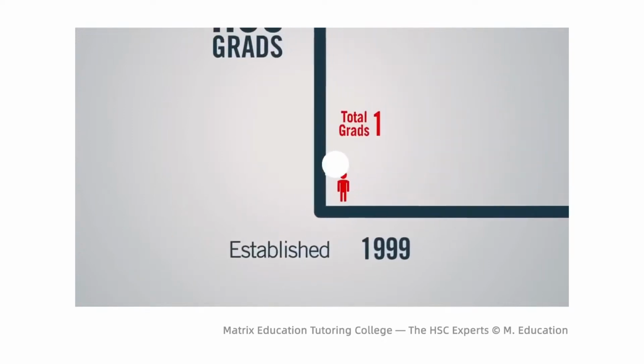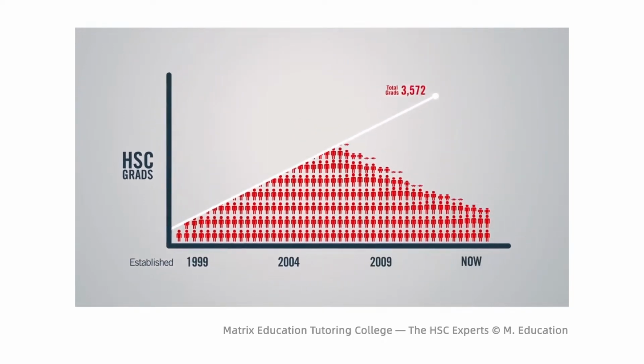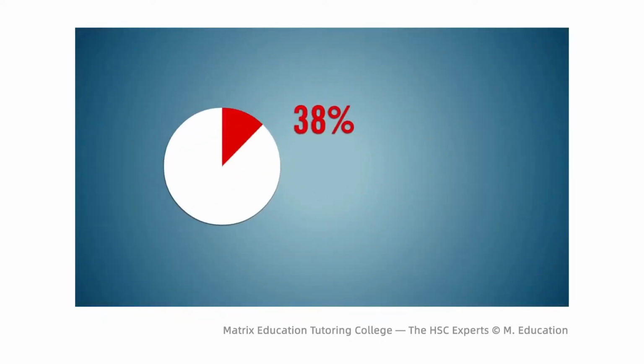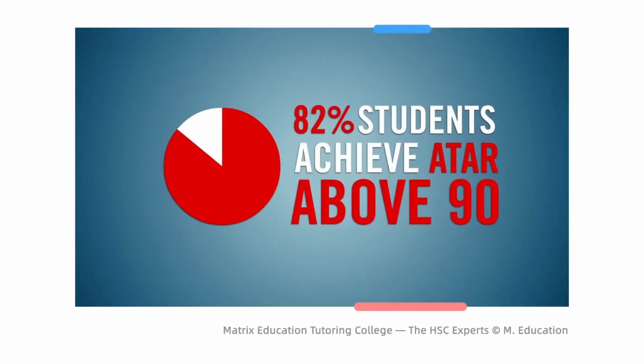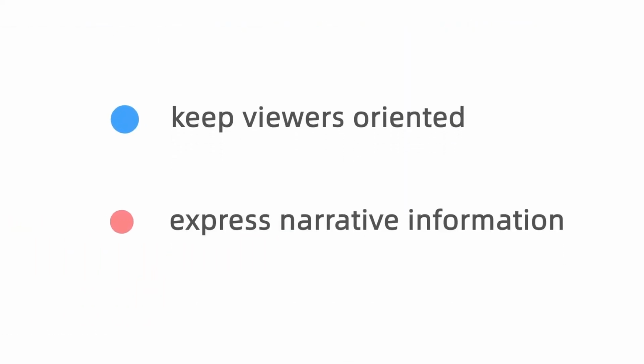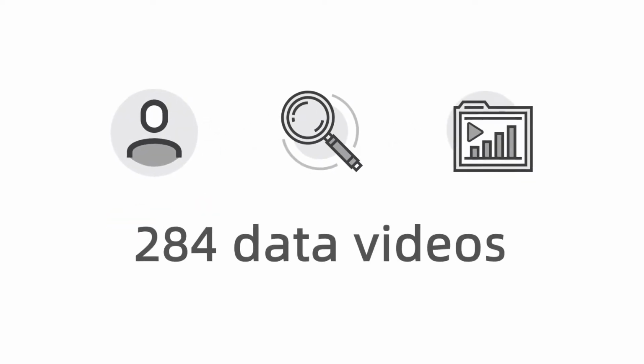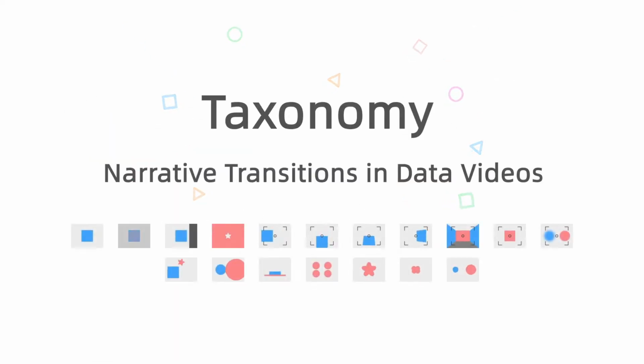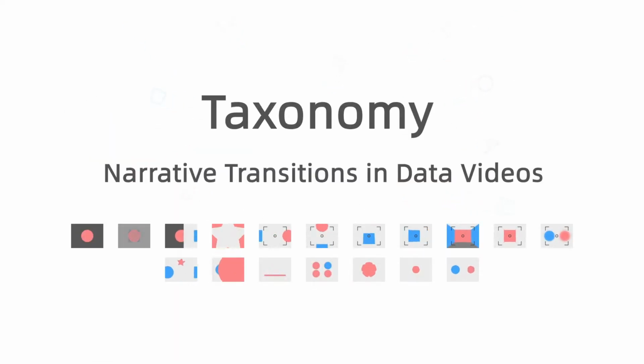Transitions are widely used in data videos to build seamless changes between video narratives. As attention cues, they can not only keep viewers oriented but also express narrative information. After conducting a content analysis on the transitions in the dataset, we provide a comprehensive taxonomy of narrative transitions in data videos.